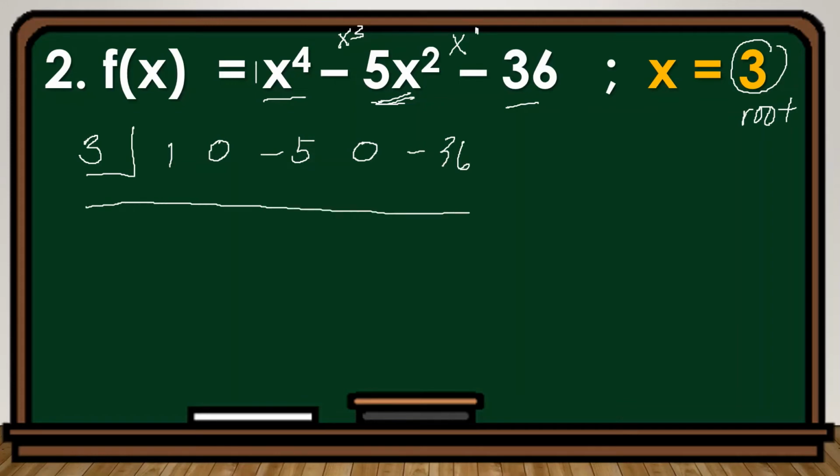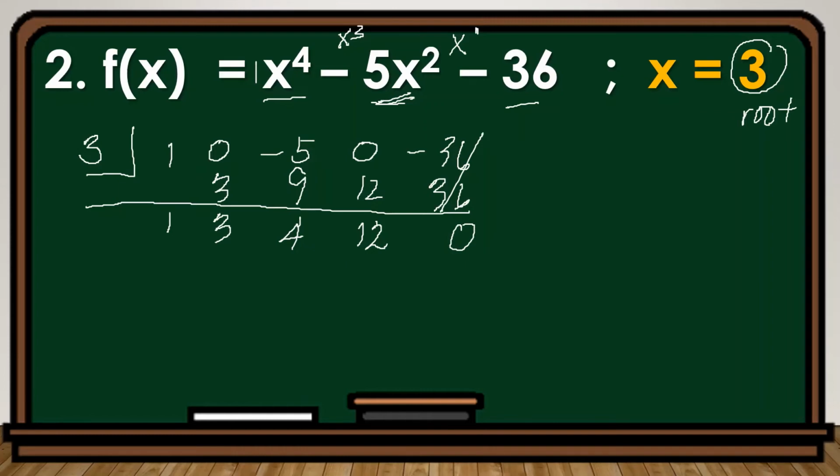Solve this. Bring down 1. 1 times 3 is 3. 0 plus 3 is 3. 3 times 3 is 9. Negative 5 plus 9 is positive 4. 4 times 3 is 12. 0 plus 12 is 12. And 12 times 3 is 36. So negative 36 plus 36 is 0.